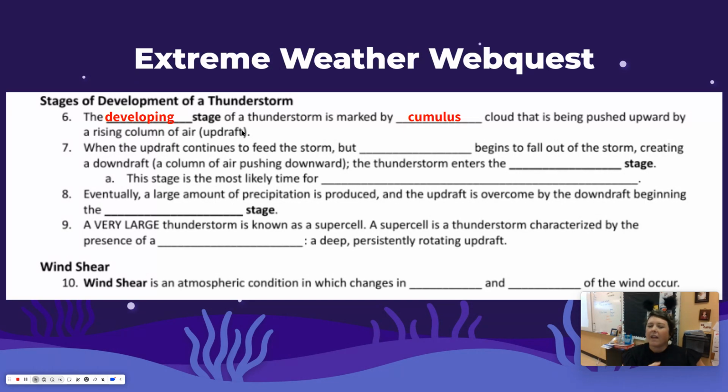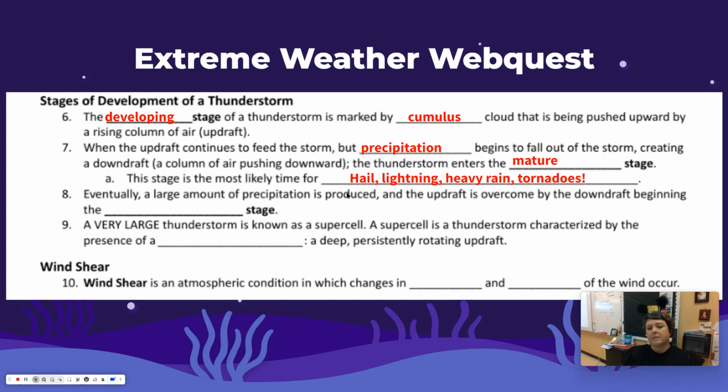Okay. I feel like I'm an expert on storms because I grew up in Houston and we have all kinds of them there. Okay, when the updraft continues and it feeds the storm, but precipitation begins to fall out of the storm, creating a downdraft, which they talked about in the video, and they showed us that nice visual, the thunderstorm can enter the mature stage. And this is the dangerous stage, right? This is when we get hail, lightning, heavy rain, and tornadoes.